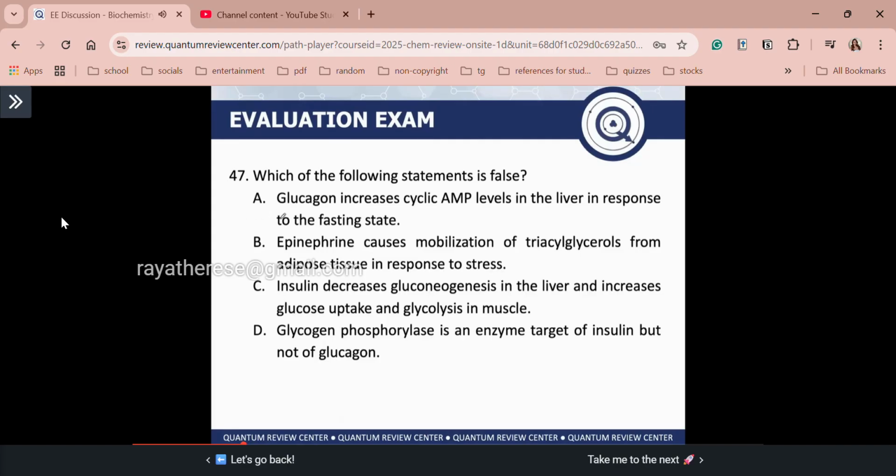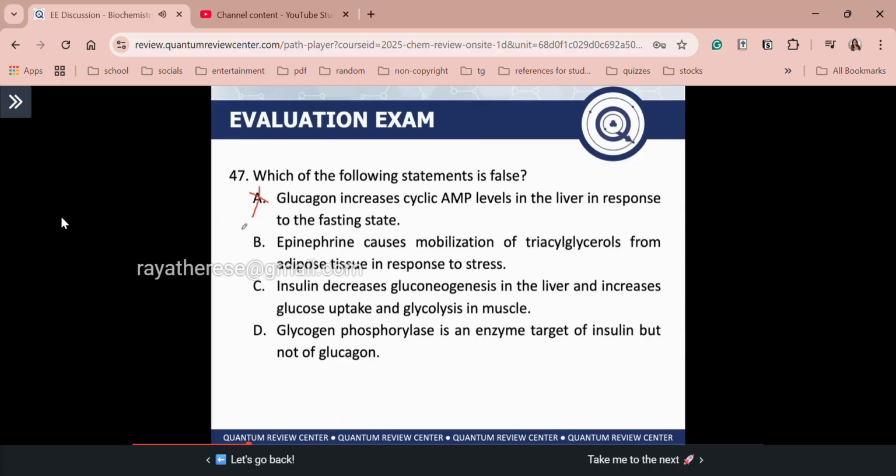Why again? During the fasting state, our glucose level in the blood is really low. So that's why we will release your glucagon. Again, glucagon meaning glucose is gone, that's why it should be activated. And cyclic AMP, of course, is the signal in our body that tells our hormone expression that our body is in low blood glucose concentration. That's why letter A is a true statement. This is not the false statement that we are looking for.